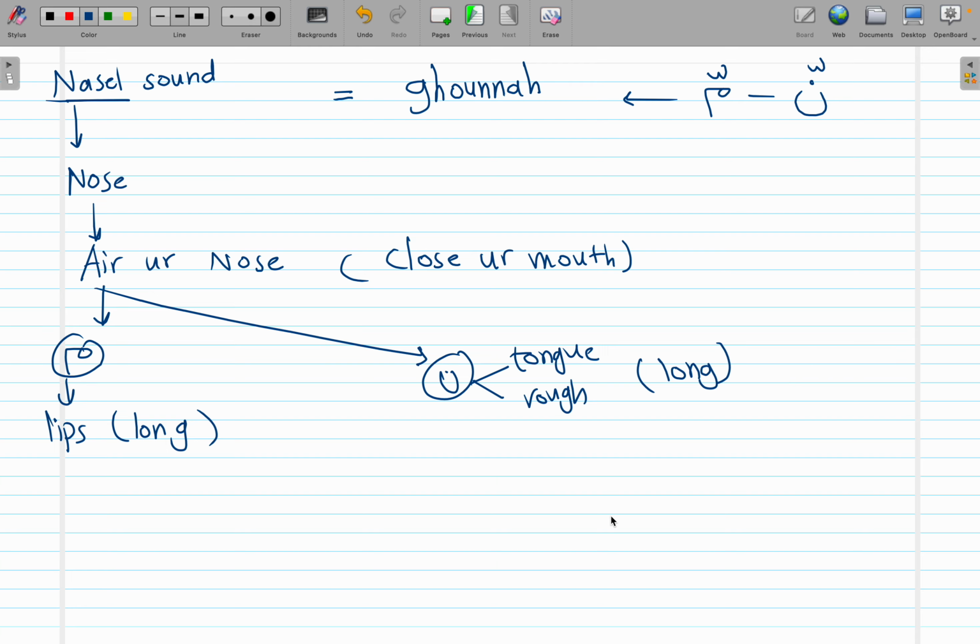And the noon, how to make it? For the noon, you put the tip of your tongue touching the roof of your mouth and close it for a long time, and then you pronounce the noon as an. Okay, let's see an example for that.